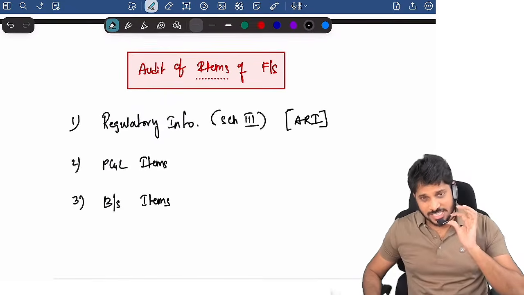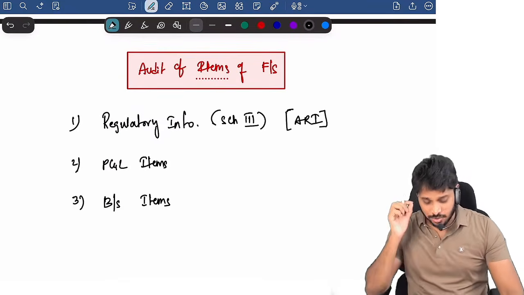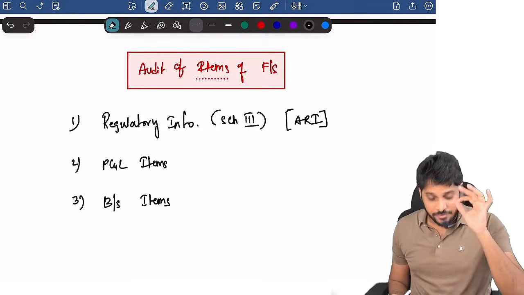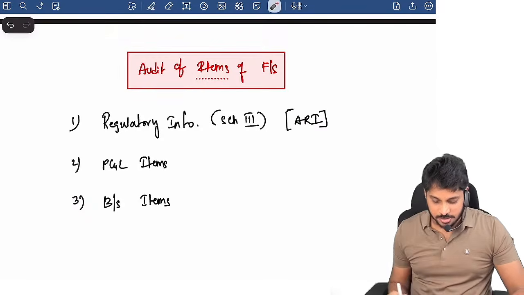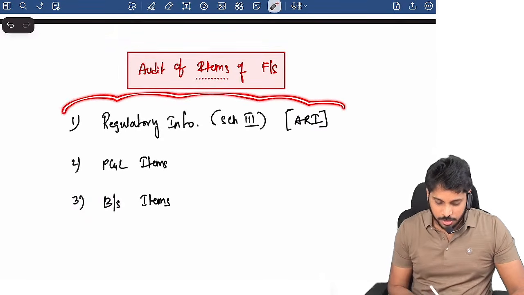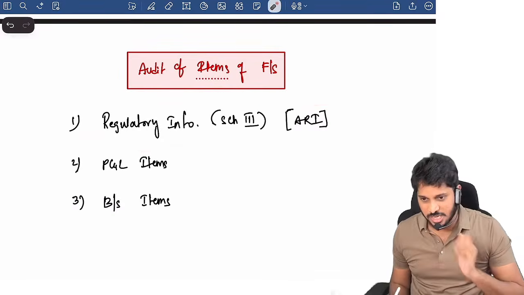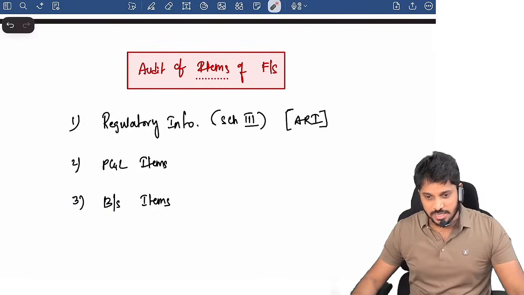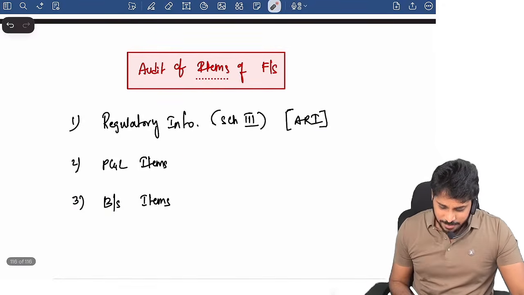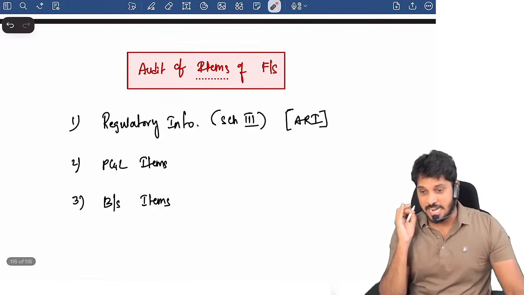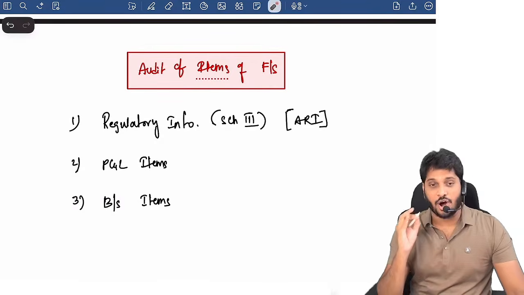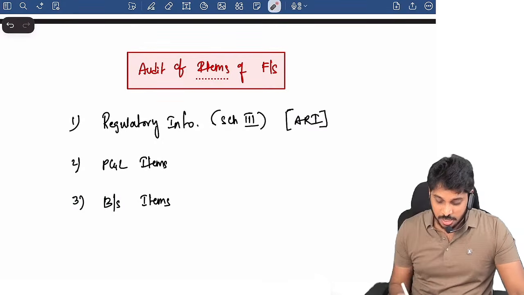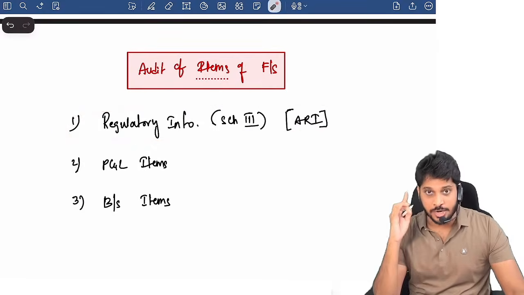So the topic of discussion right now is audit of items of financial statements. And if you see how I'm going to discuss this, first I will be discussing something called additional regulatory information. Then I will be discussing audit of P&L items. Then I will be discussing audit of balance sheet items. First, additional regulatory information is what I'm going to discuss.